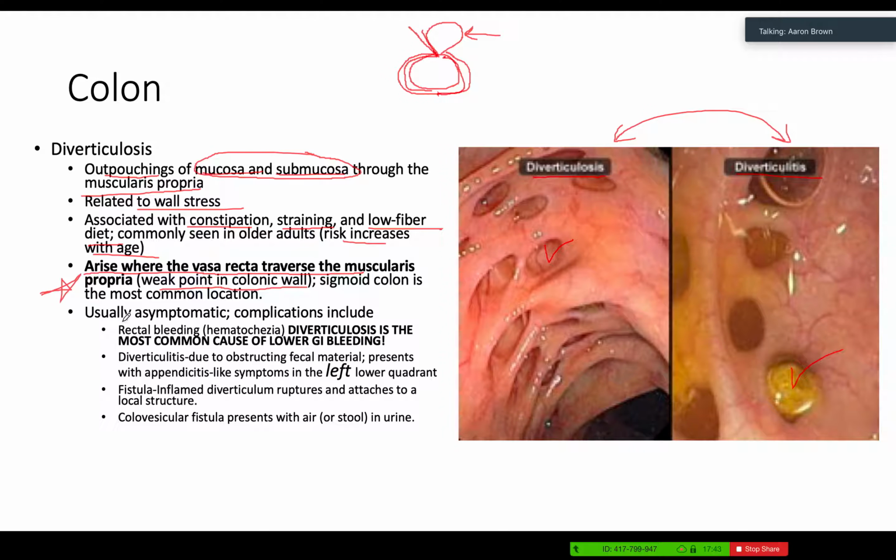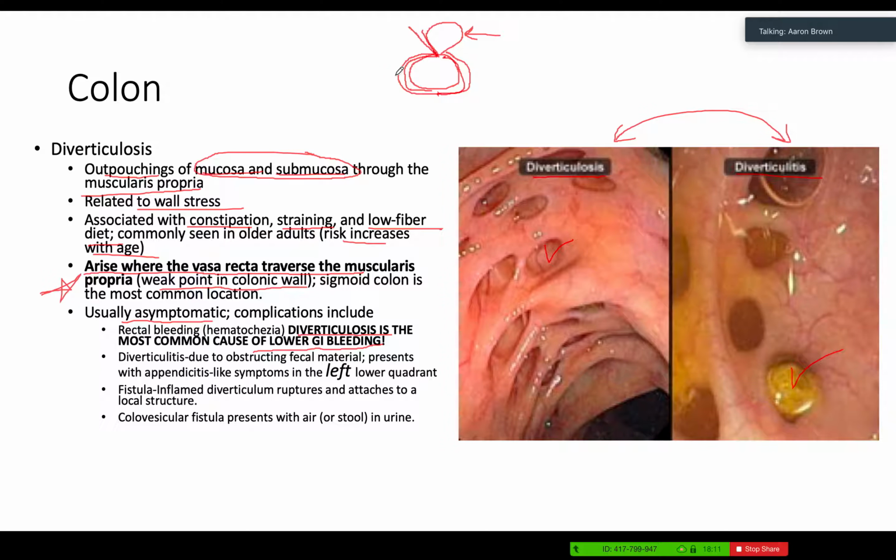Okay. Typically, these patients are going to be asymptomatic. However, diverticulosis is the most common cause of lower GI bleeding, right? We're pouching out right where the artery enters, and so there's a good chance that that artery can cause a small bleed. Okay, this is not going to be copious amounts of blood per rectum. This should just be a small amount of blood. Maybe when your patient uses toilet paper to wipe, they see a little bit of blood on the toilet paper, that could be a sign that they're having diverticulosis, right?